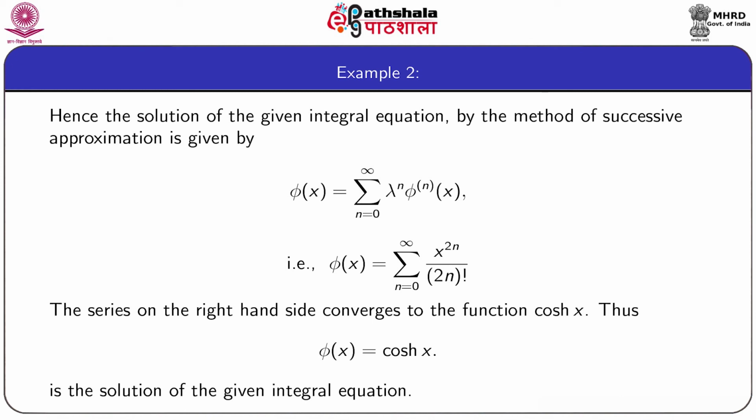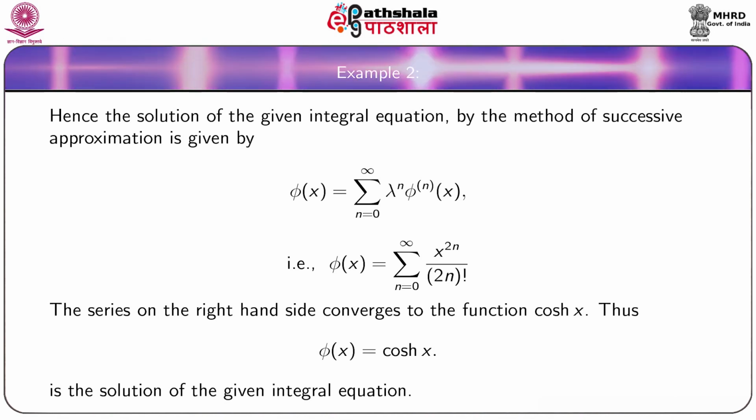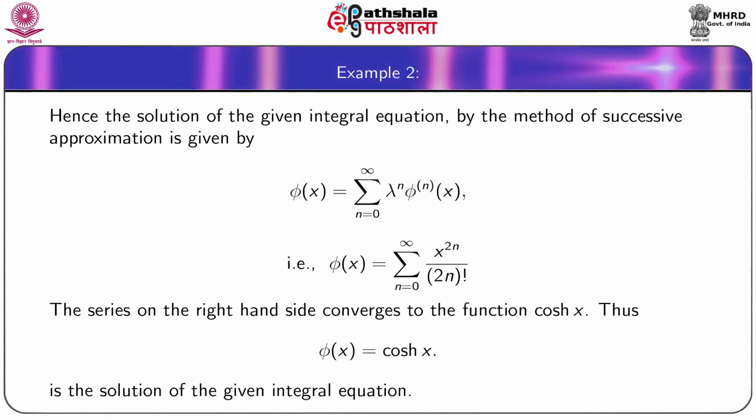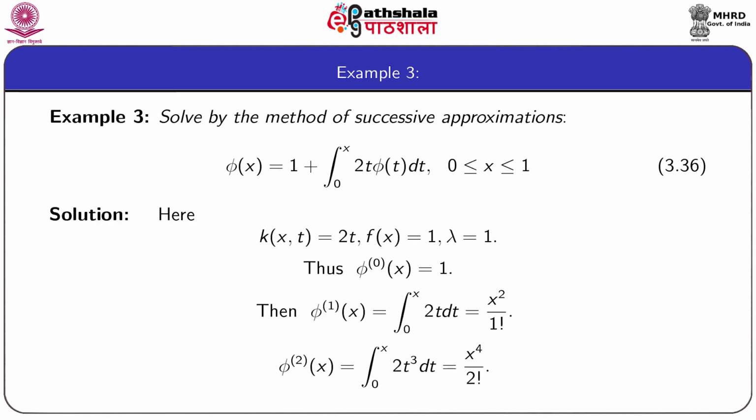Hence, the solution by the method of successive approximation is given by phi x equal to summation n equal to 0 to infinity lambda to the power n phi superscript n x, and if I substitute the value of phi superscript n x as x to the power 2n by 2n factorial, then we obtain phi x as summation n equal to 0 to infinity x to the power 2n divided by 2n factorial, and the series on the right hand side converges to the function cosh x. So, phi x equal to cosh x is the solution of the given integral equation.